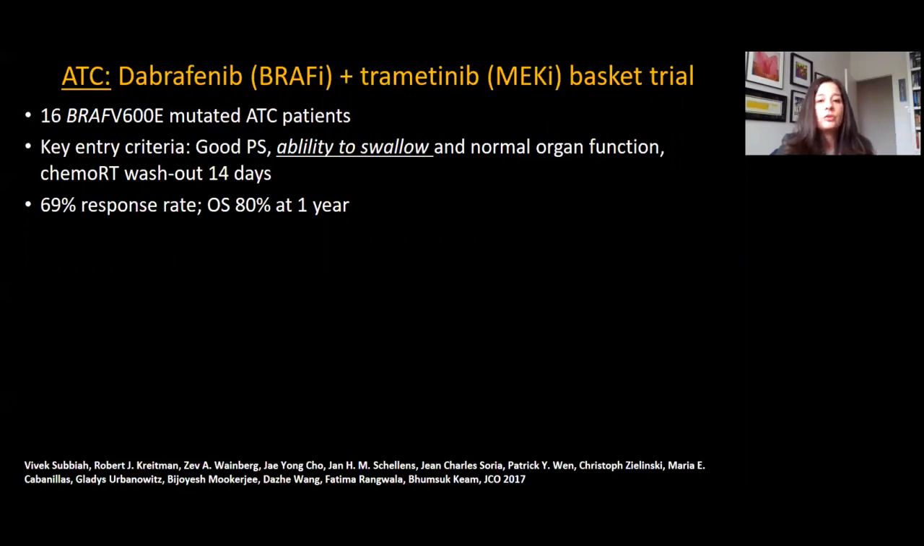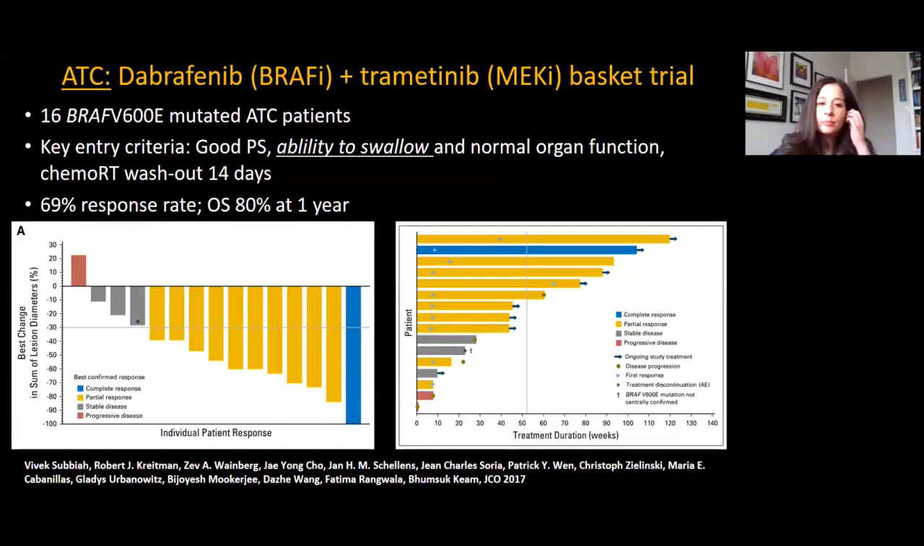OS is overall survival. That was at 1 year, 80% of the patients were still alive. And these are the graphs that we show to just put it in a visual. So these are the patients that met the 30% tumor shrinkage. You can see one of them had complete regression. And so the majority of the patients having responses, and this is the time that they were on treatment. So you can see that these actually were quite durable because they were on for many, many weeks.